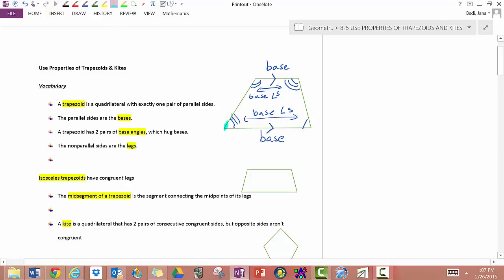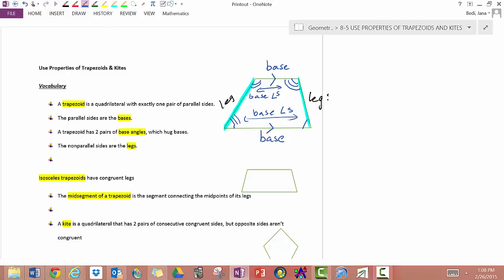The non-parallel sides are the legs. So those turquoise sides are legs. Well, more accurately, it's a leg and a leg. Okie doke.